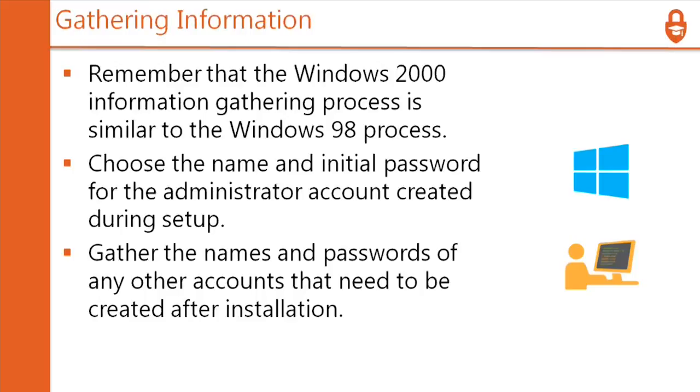And remember that the Windows 2000 information gathering process is similar to the Windows 98 process. So now we want to choose the name and initial password for the administrator account created during setup. Make sure you write that down. You don't want to lose that. And then gather the names and passwords of any other accounts that need to be created after installation.